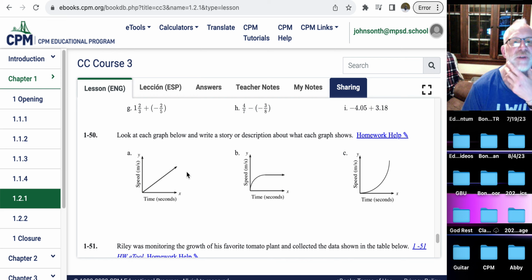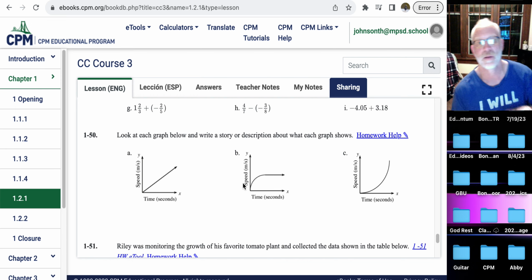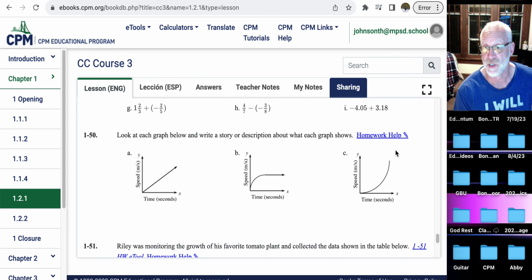And then look at each graph below, write a story about what each graph could show. This one is time. This looks like a proportional constant speed. Look at this one, time, speed went up, leveled out. What do you think happened there? And in this one, the time grew slowly, slowly, slowly, and then exponentially took off.